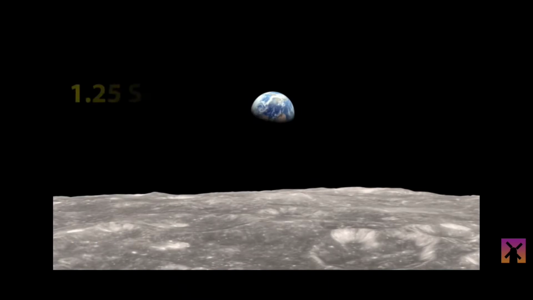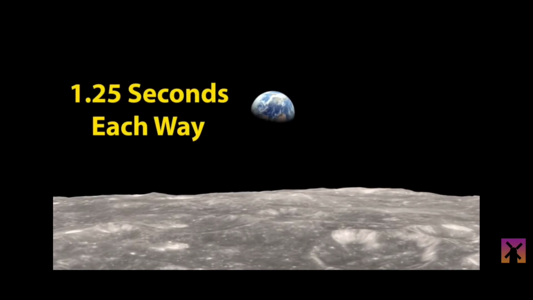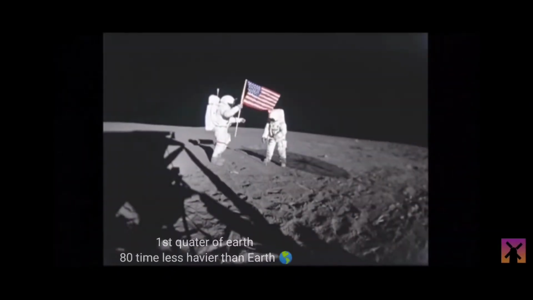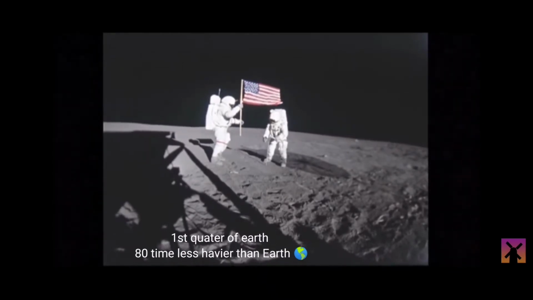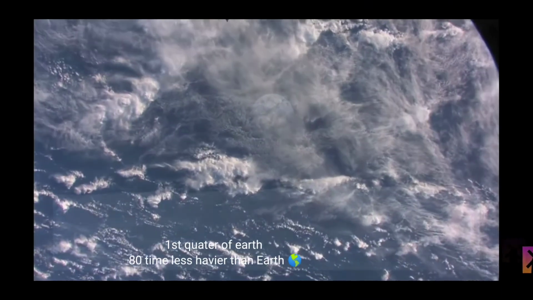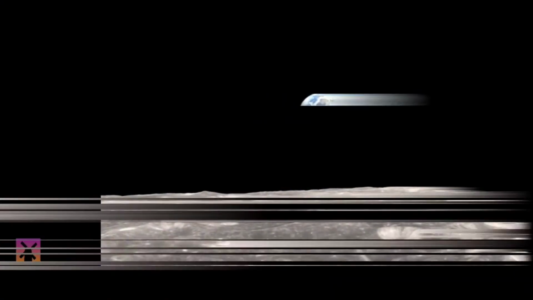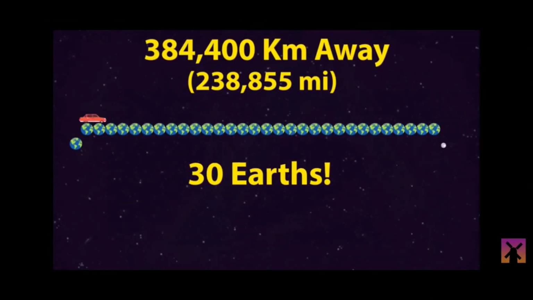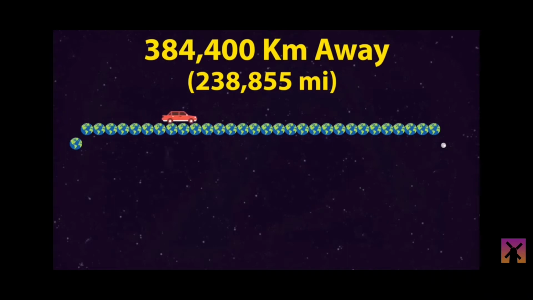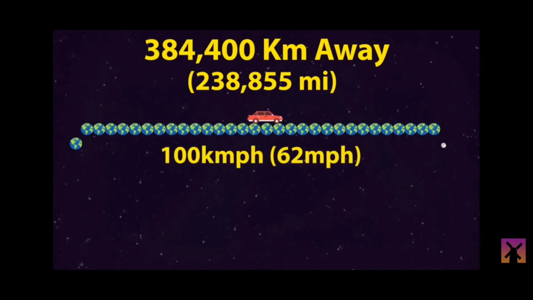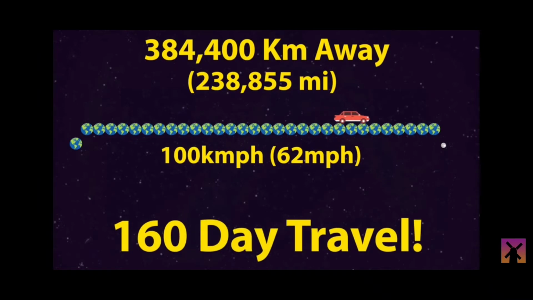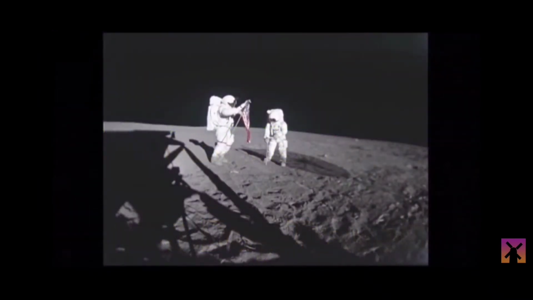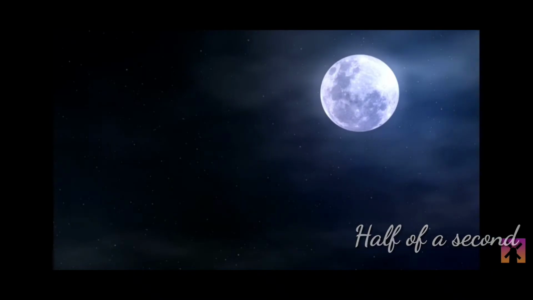Now let's take a look at Earth from our nearest celestial body, our own Moon. This is our Moon, and it's around 1/4 the size of Earth and 80 times lighter than Earth. Now this is Earth, how it looks from the Moon, and the distance between both is 384,400 kilometers. It's huge. To give you an idea, if we could build a strong elevated road from Earth to Moon and move along it at the speed of 100 km per hour, it would take 160 days to travel. But light does the same in just half a second.